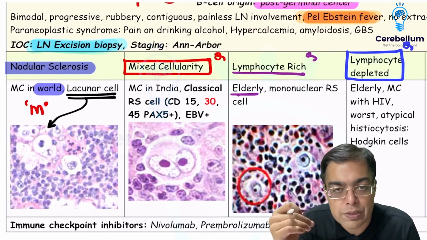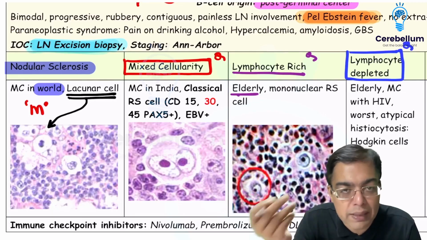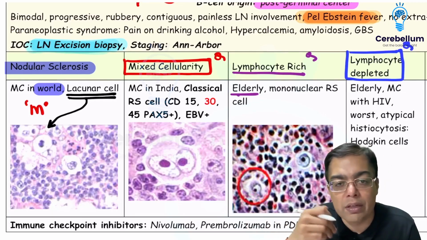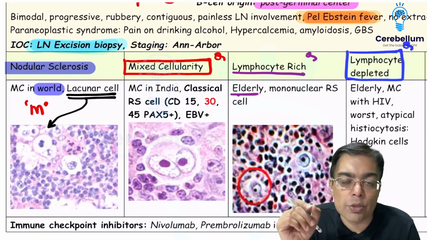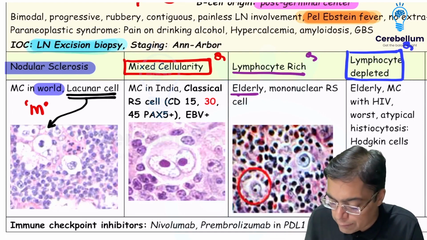Because of immunosuppression, the cancer is going to progress much more rapidly in these patients, and therefore they are going to have a worse prognosis. Atypical histiocytes can be seen in these patients, which are referred by the name of Hodgkin cells.